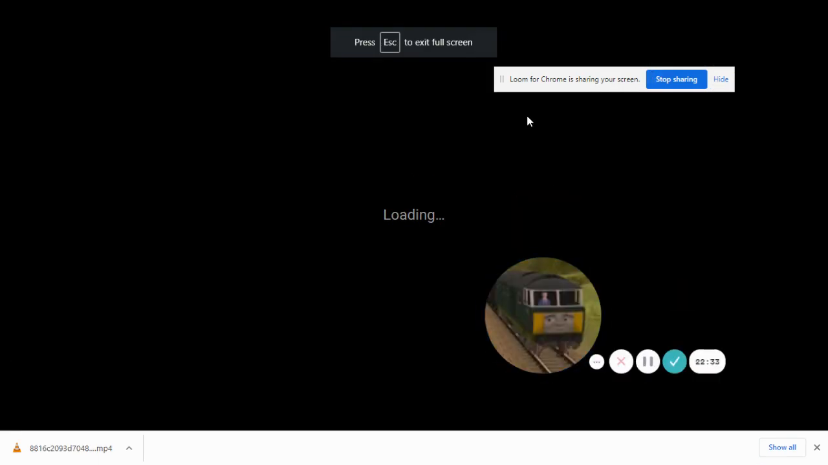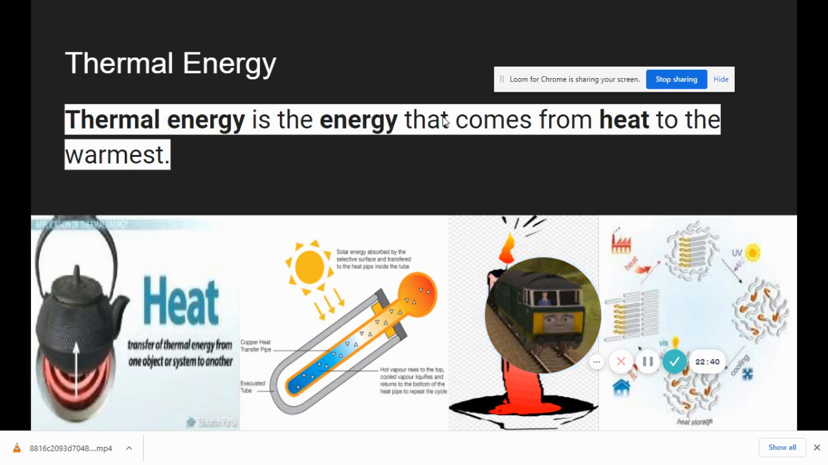All right, let me go back to this. So the second picture represents the copper heat transfer pipe, which is located in the middle, and the evacuated tube is in the middle with the orange line that's been shown, insulated by the gray tube, the gray lines. The solar energy is absorbed by the selective surface and transferred to the heat pipe inside the tube. Hot vapor rises to the top, cooled vapor liquefies and returns to the bottom of the heat pipe to repeat the cycle. So that's what it actually means. Learn it for your notes.